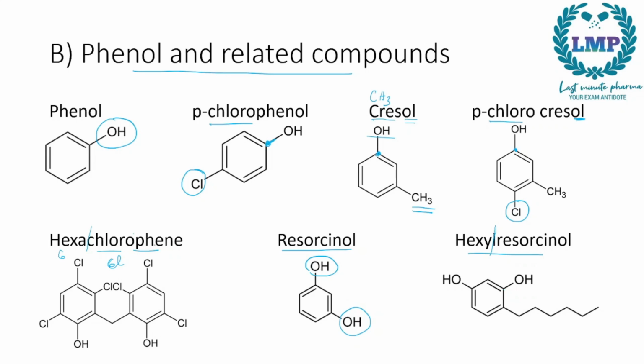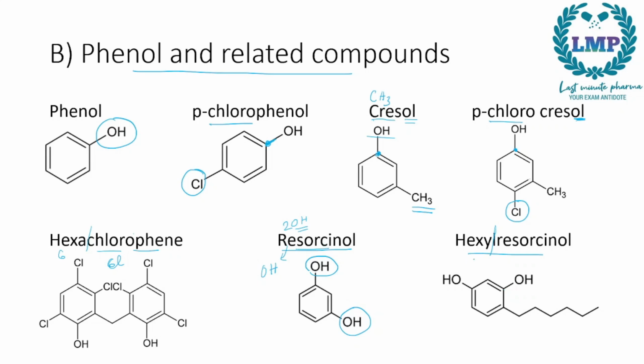Chloro is a chlorine group, and then phene. Then we have resorcinol. In resorcinol we have 2 hydroxyl groups. So resorcinol, we remember cresol resorcinol. Cresol is CH3. Then what is the other one remaining? We have OH. So an alternate OH group, it will stand for resorcinol.